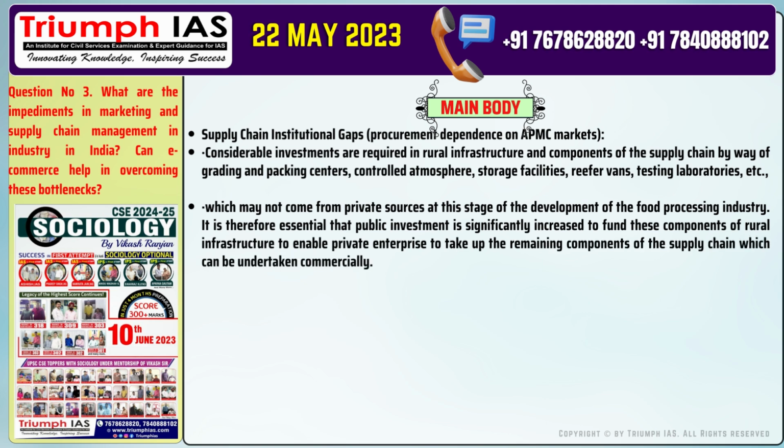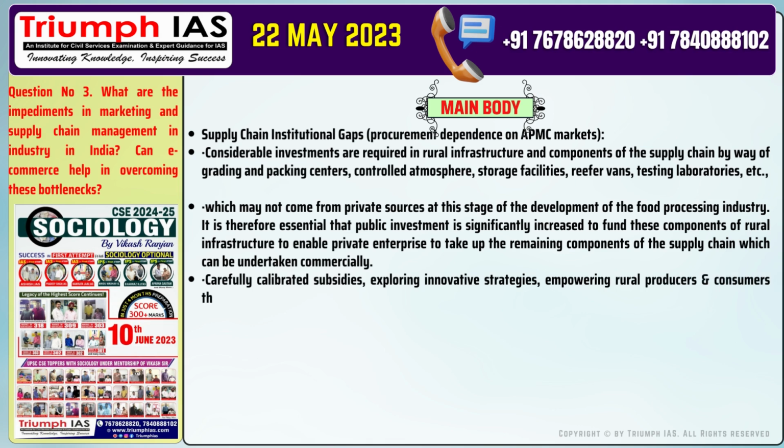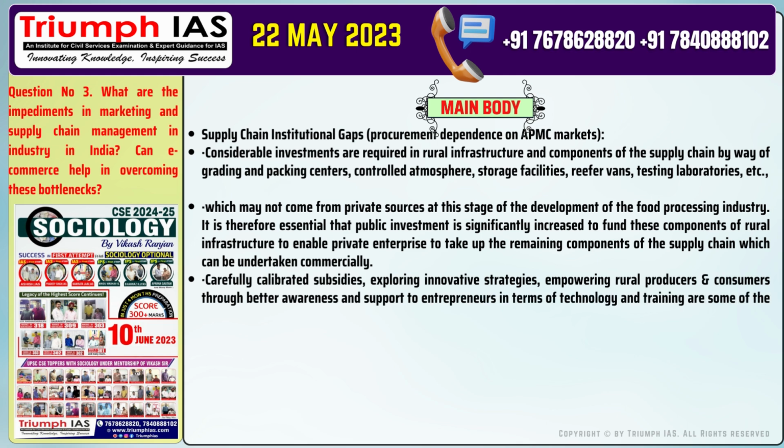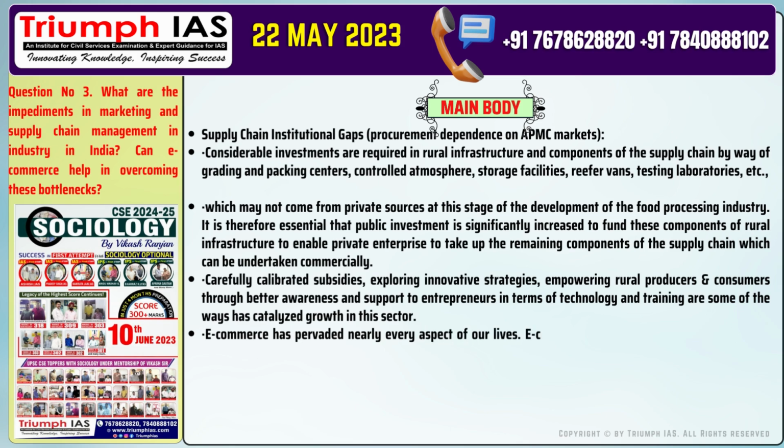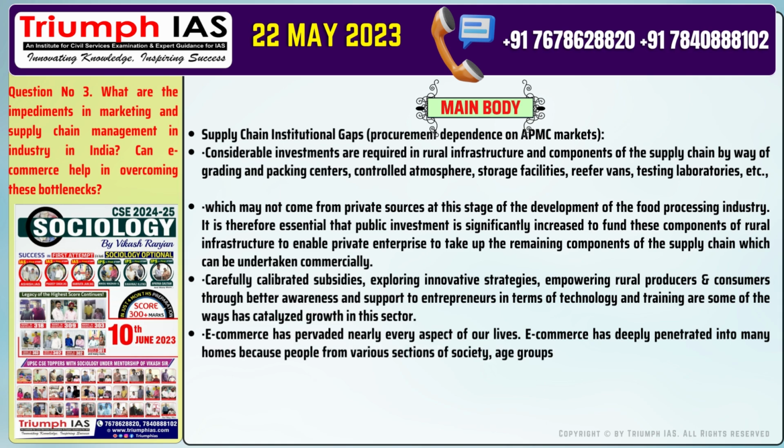Number 3. Carefully calibrated subsidies, exploring innovative strategies, empowering rural producers and consumers through better awareness and support to entrepreneurs in terms of technology and training are some of the ways to catalyze growth in this sector. Number 4. E-commerce has pervaded nearly every aspect of our lives. E-commerce has deeply penetrated into many homes because people from various sections of society, age groups, and geographical areas have embraced it for its convenience and affordability.